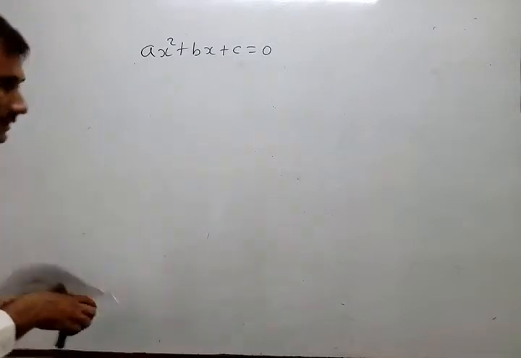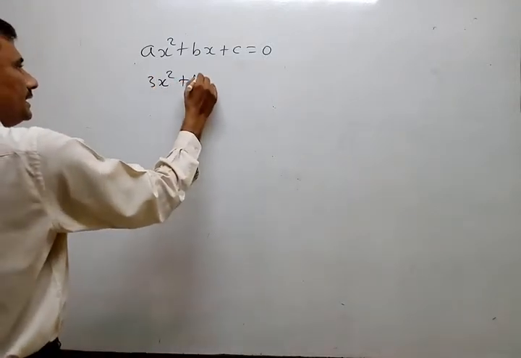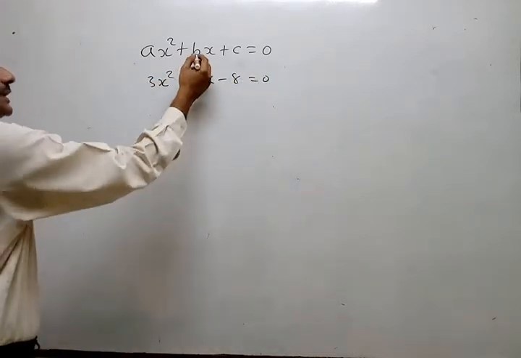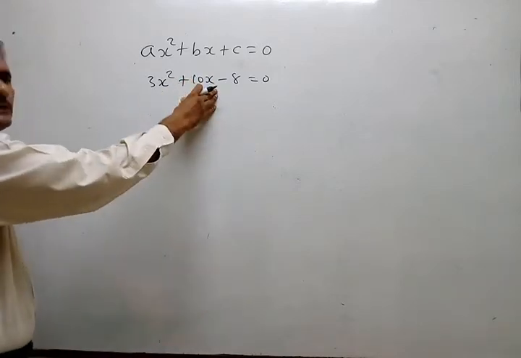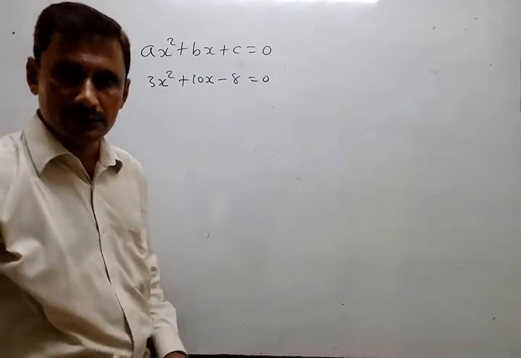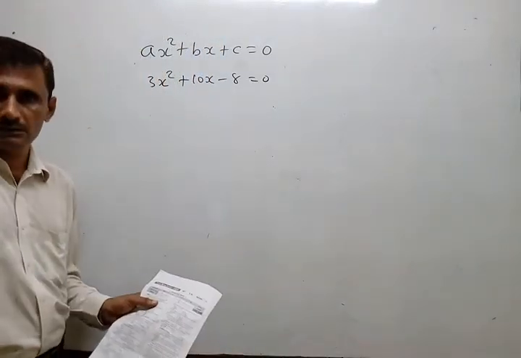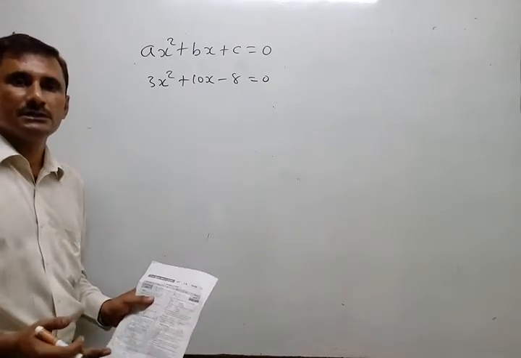I am giving you some relation. For example, suppose 3x square plus 10x minus 8 equal to 0. So A equal to 3, B equal to 10, C equal to minus 8. This is one type of quadratic equation. And how to solve quadratic equation we will talk later. You know one method, factorization. By factorization method we have already solved many equations.